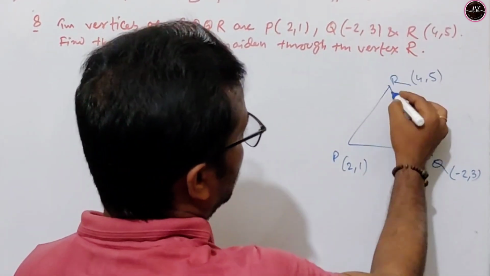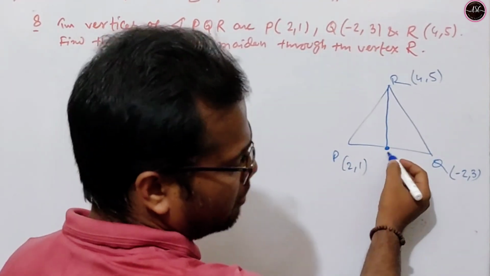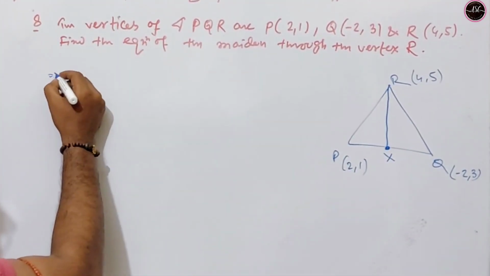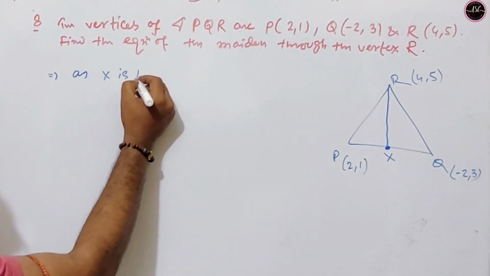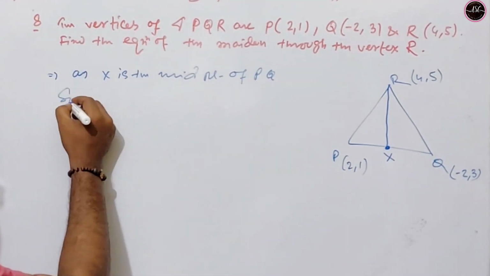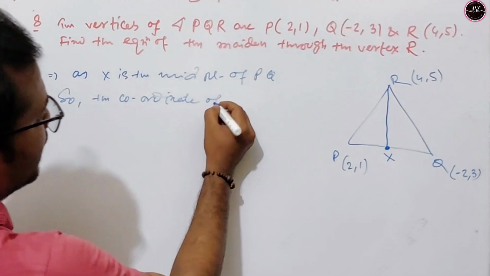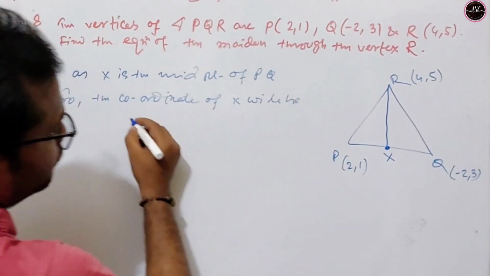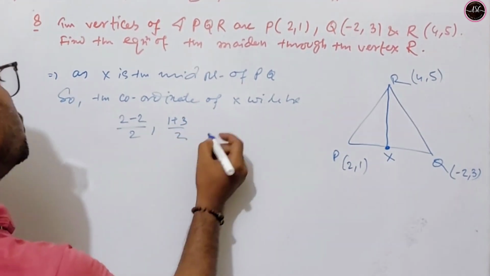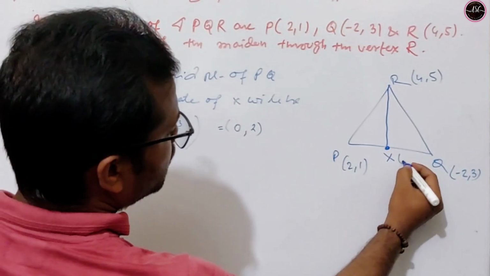So the median passing through R will be here. It will intersect PQ at the midpoint. Okay, that is X. As X is the midpoint of PQ, the coordinate of X will be (2 minus 2)/2 comma (1 plus 3)/2. Okay, that means 0 comma 2. So this point will be 0 comma 2.